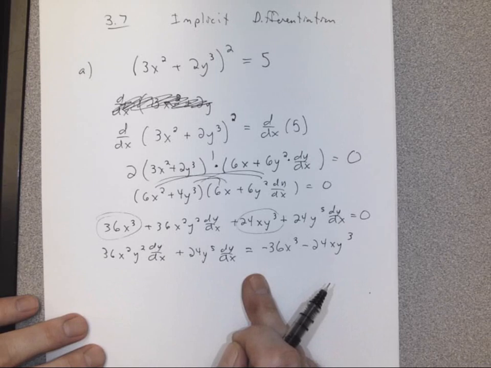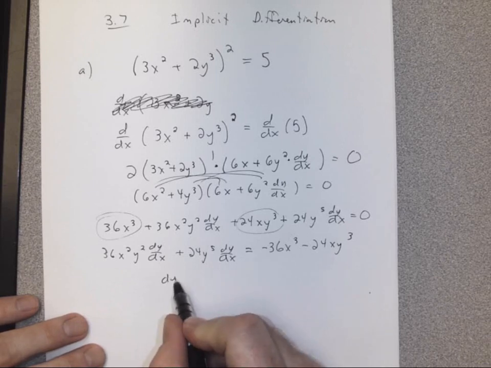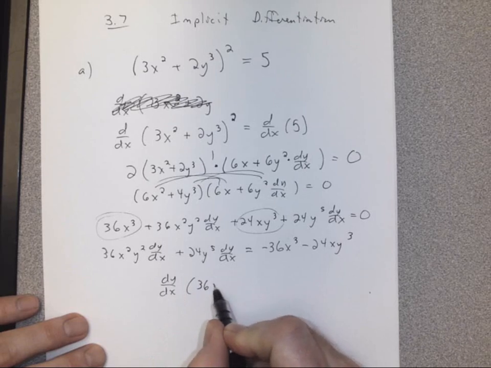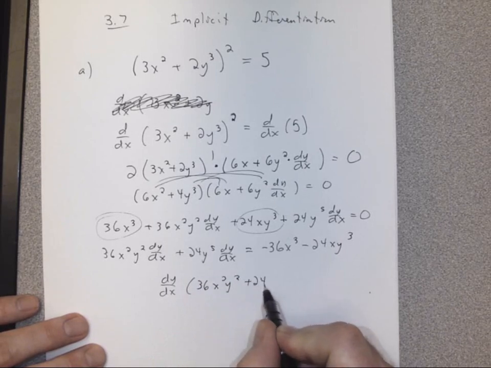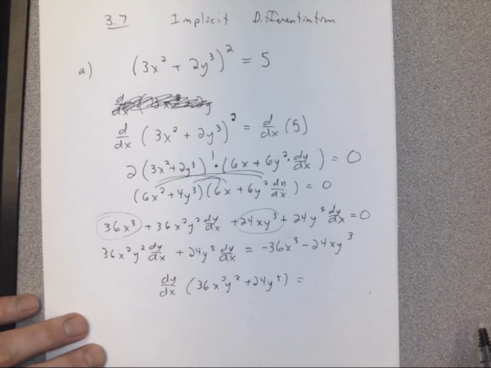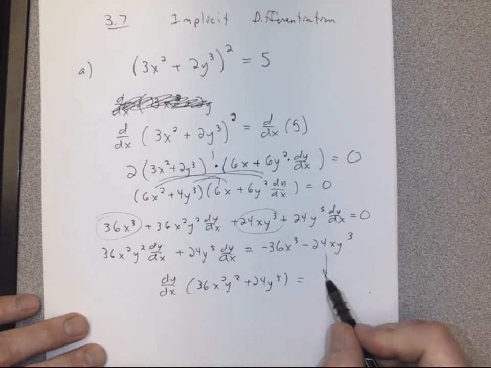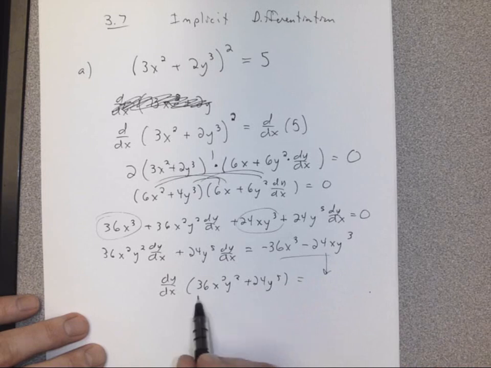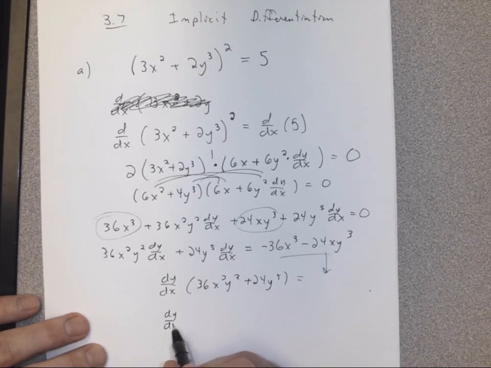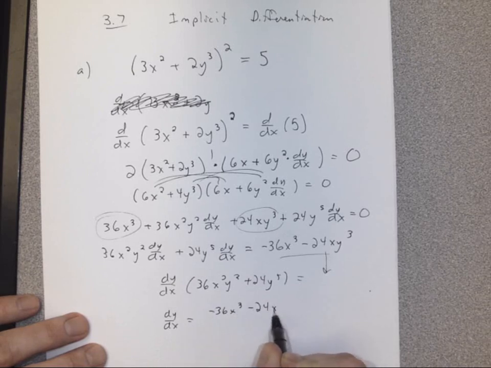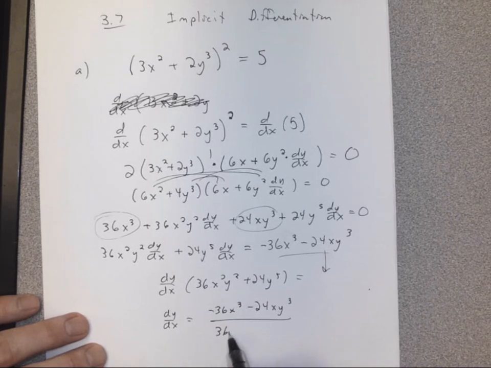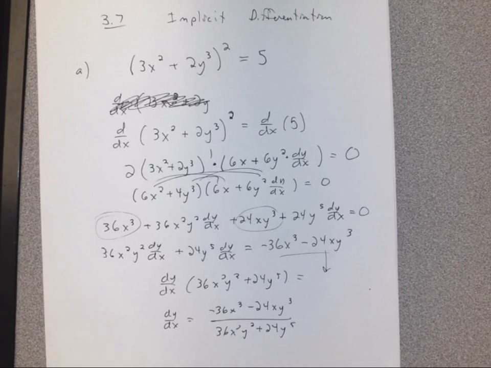So what can you factor out? The dy/dx. So if I factor out a dy/dx, you're going to have 36x squared y squared plus 24y cubed is equal to the same right side, right? Is equal to the same right side. And what are you going to do with this in order to get rid of it? Divide. So dy/dx is going to be equal to this negative 36x cubed minus 24xy cubed all over 36x squared y squared plus 24y cubed. And yeah, nothing cancels. I don't share anything.